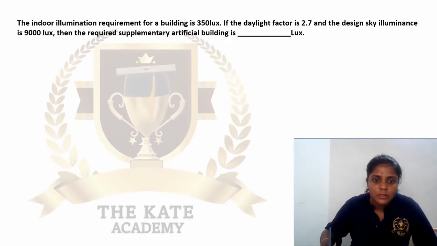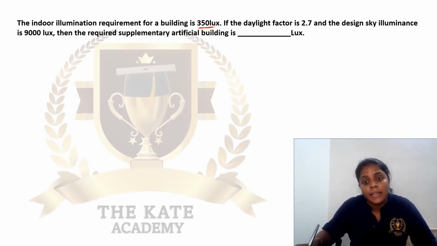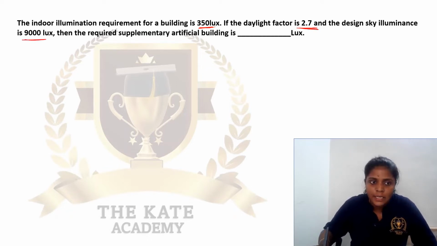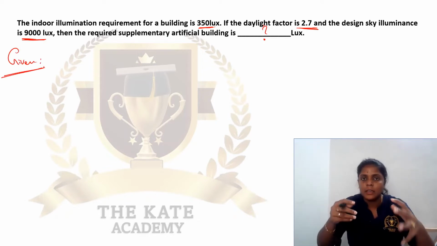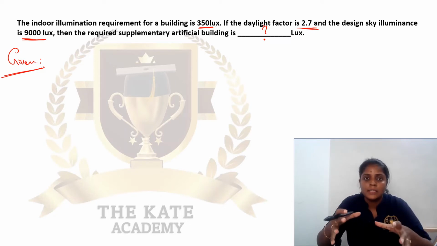Moving to your next question. The indoor illumination requirement for a building is 350 lux. If the daylight factor is 2.7 and design sky illuminance is 9000 lux, then the required supplementary artificial lighting in the building is how much lux? Okay. First, we'll try to understand the question. See, they are saying there's a building which has an illumination requirement. The lighting illumination requirement should be 350 lux.